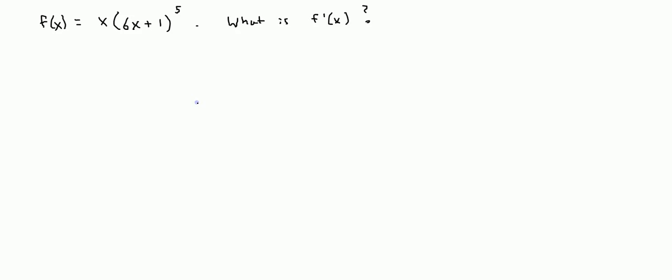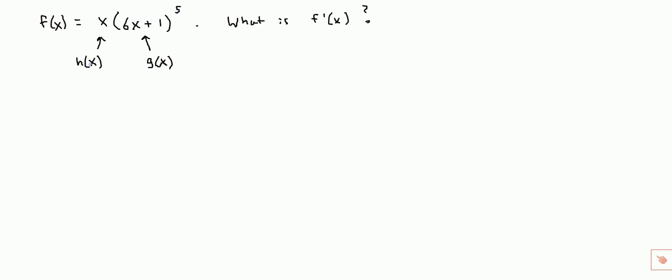In this problem, we're going to practice the chain rule and the product rule. So we have f of x equals x times (6x plus 1) to the fifth, and we're going to find what the derivative is. So we have to use the product rule because we have two functions multiplied together, right? We have h of x equals x and g of x equals (6x plus 1) to the fifth.